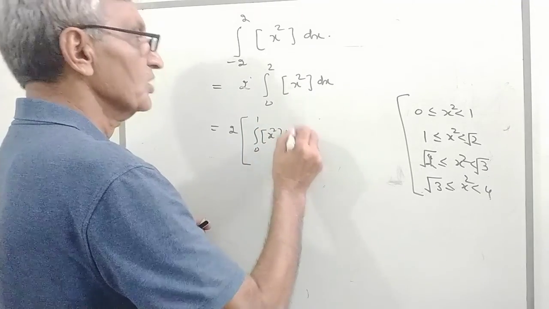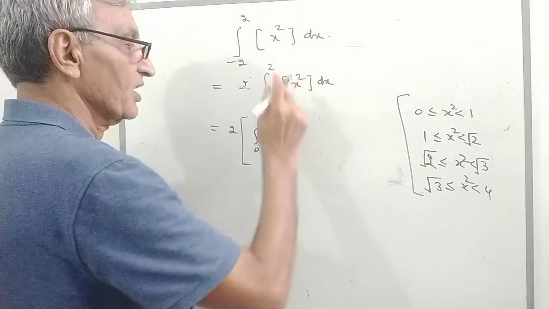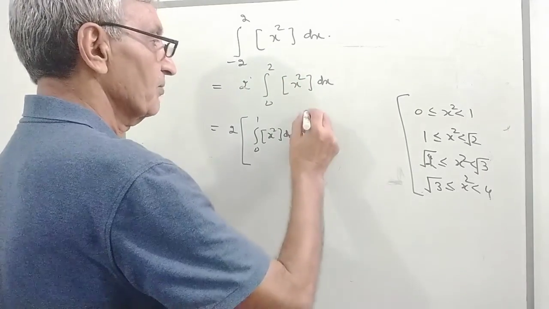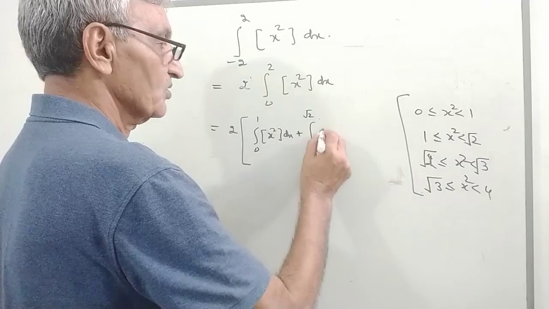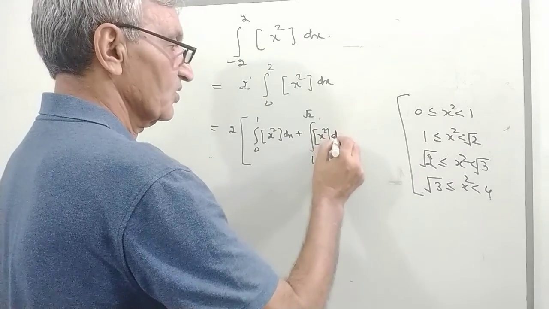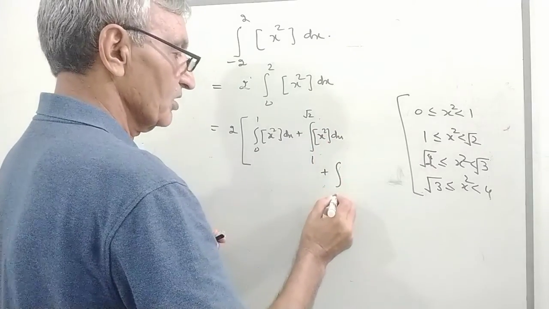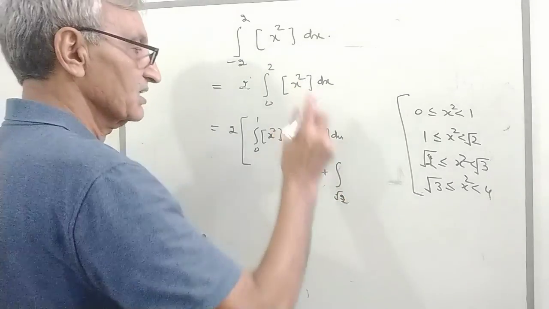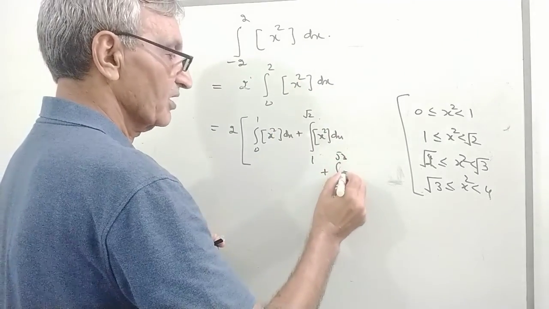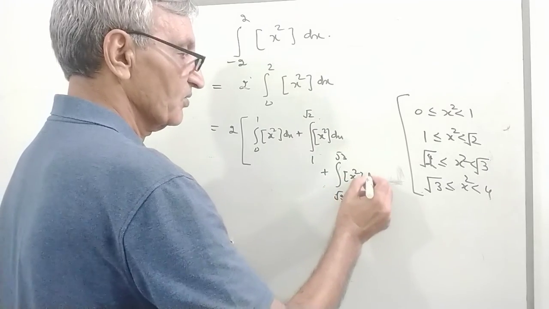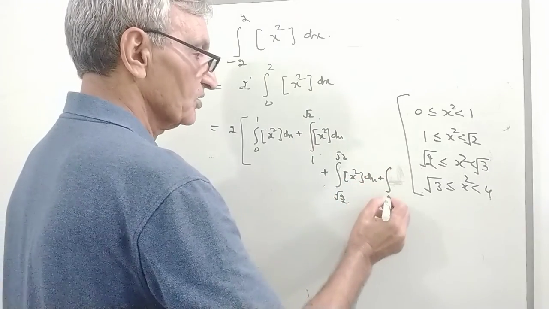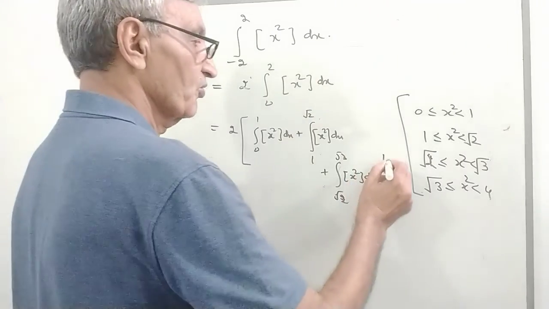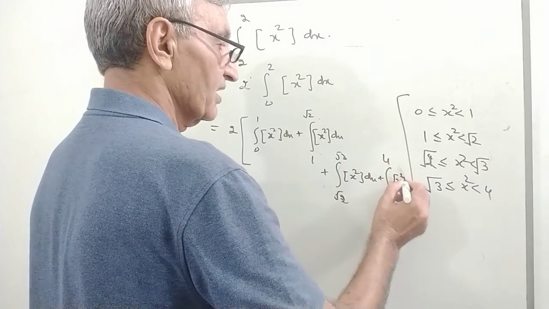अगला 2 कब होगी, यहाँ पर x की वैल्यू क्या रखूँ कि 2 बन जाए, तो उसका मतलब अंडर रूट 2. फिर अंडर रूट 2 से लेके कहाँ तक रखूँ कि इसकी वैल्यू 3 आ जाए, तो अंडर रूट 3, integral of the floor of x square into dx. And next, under root 3 to 4, here x square and dx.